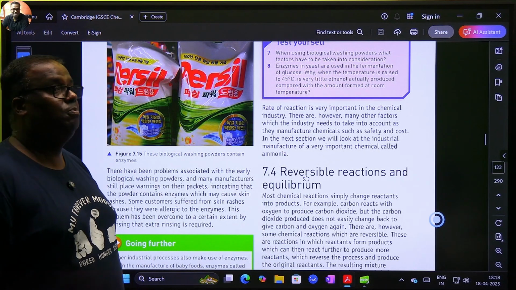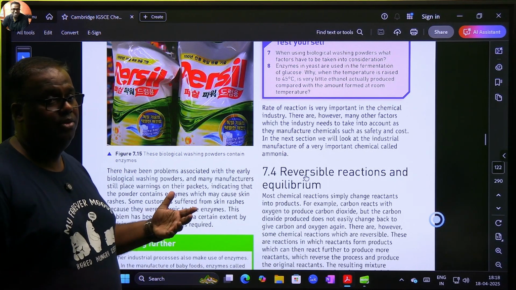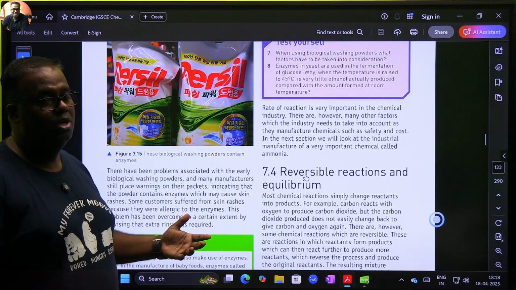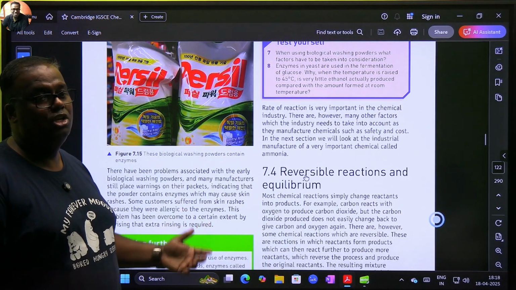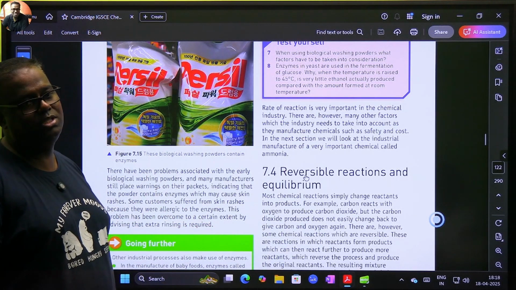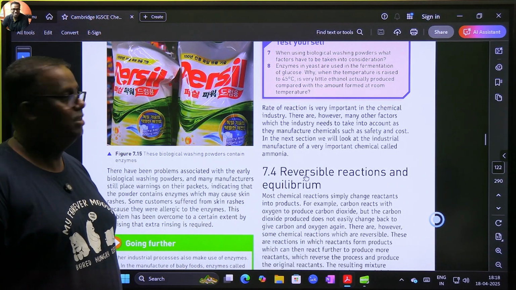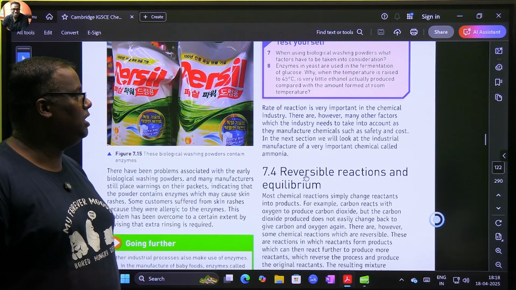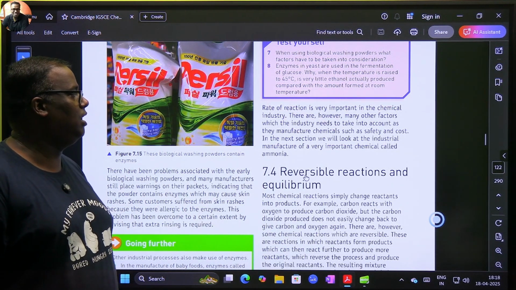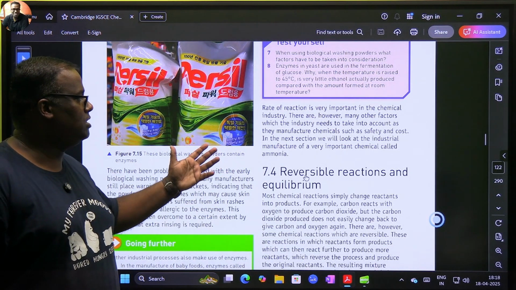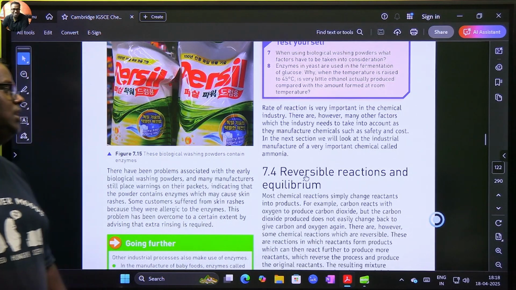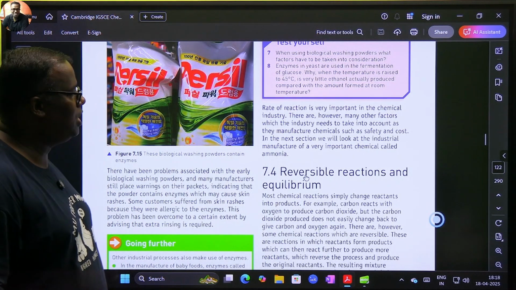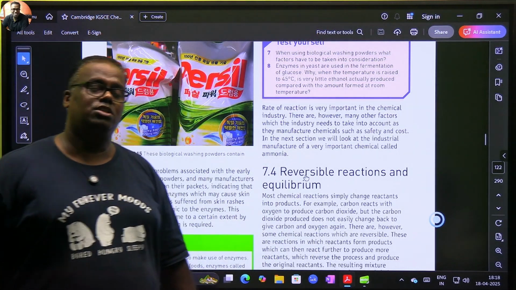Also, the process should be safe, easy to handle. As I told you, 700, 800 atmosphere pressures are like handling a bomb. You will not even get the clearance from the local statutory bodies to set up that plant. So it says there are, however, many other factors which the industry needs to take care of as it manufactures chemicals, such as safety and cost. In this section, we will see two industrial products. One is ammonia and the other is sulfuric acid.